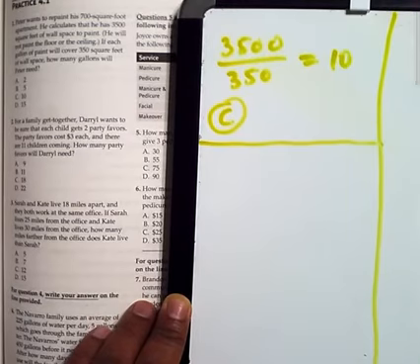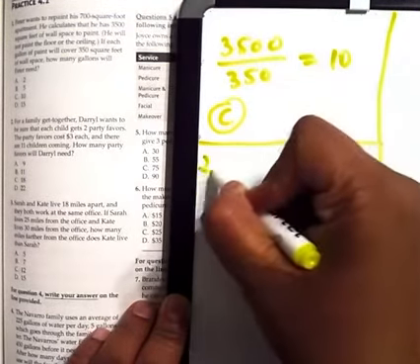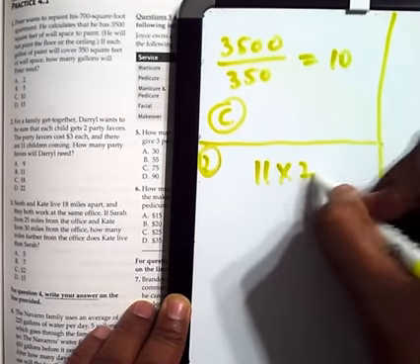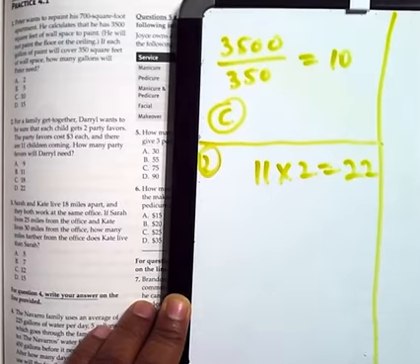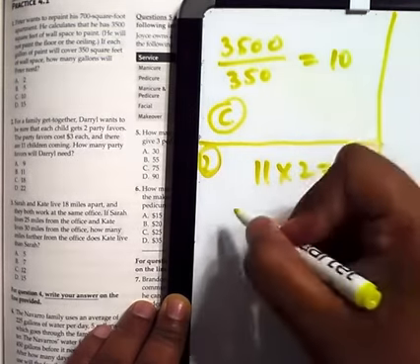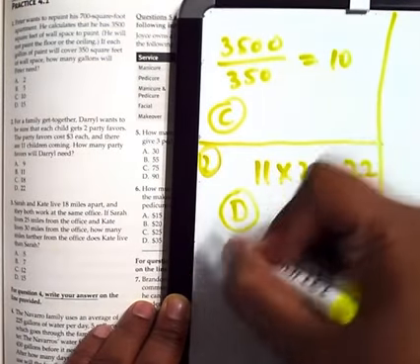So each child needs to get two party favors, and 11 children are coming. So 11 times 2 equals 22. 22 party favors are needed, and the cost of $3, that is not needed here. So D is the correct answer.